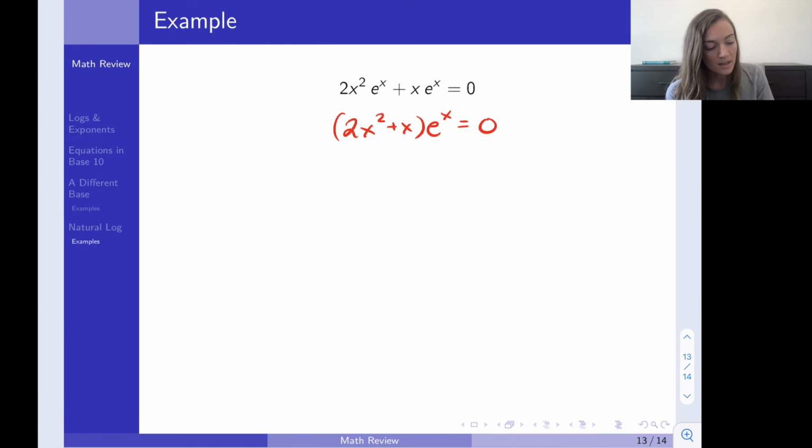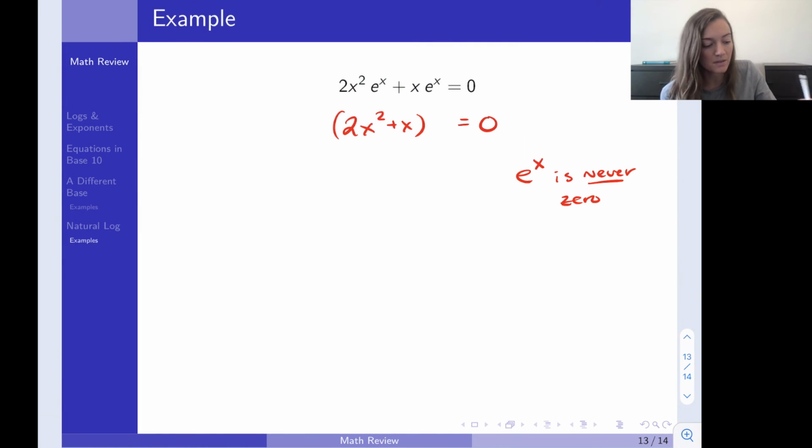Now here, I can notice again that I have something times e to the x is equal to 0. Now we know that e to the x is never going to be equal to 0, right? Because there's no number that I can raise e to that will give me 0. So I can basically just divide out this e to the x because I know that's never going to be equal to 0. So just get rid of that part. And now I just have a regular factoring equation. So I just have 2x squared plus x is equal to 0. And you can just solve that any way you want.